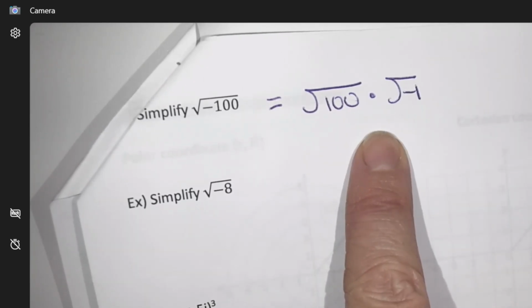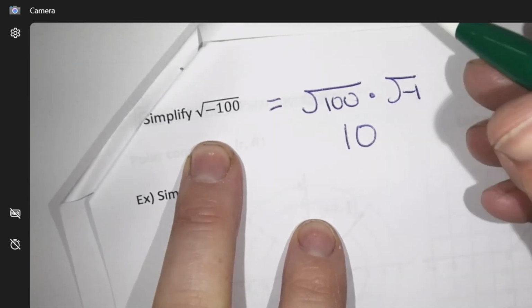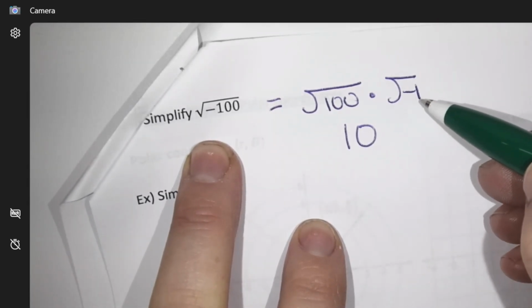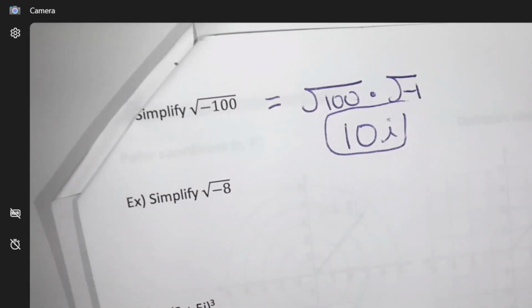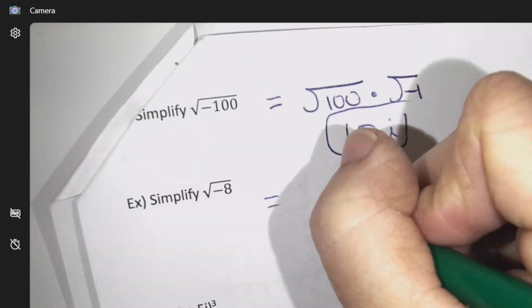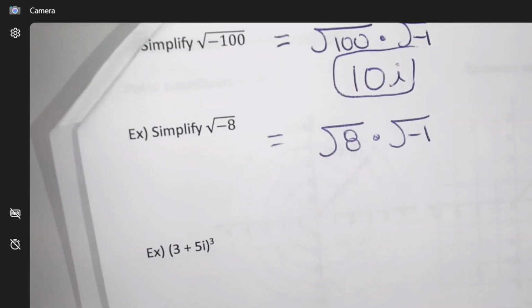That's okay? What's the square root of 100? 10. And what do we do to represent the square root of -1? I. Okay, so this one would become like that.